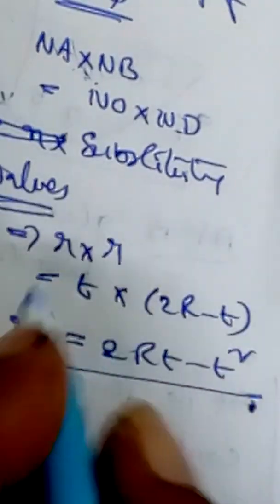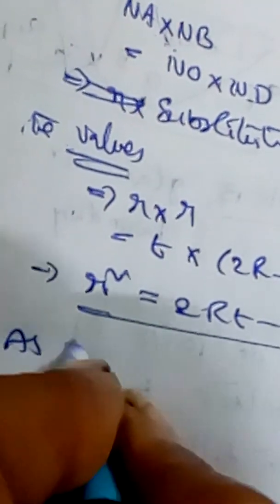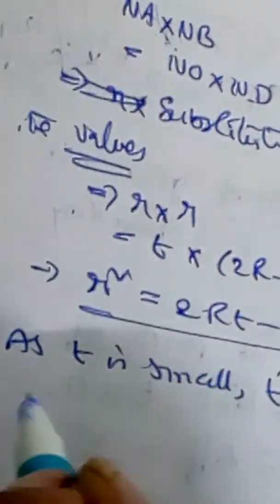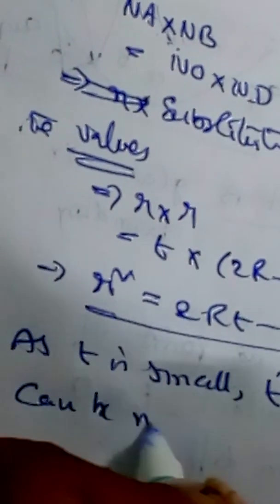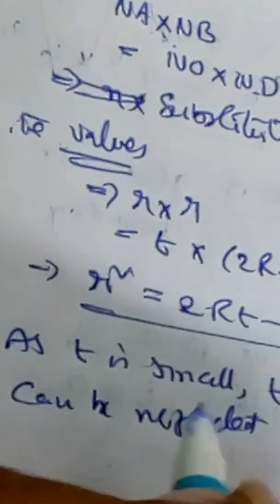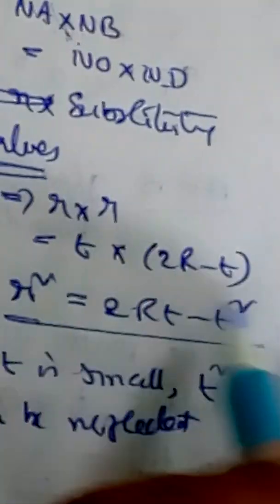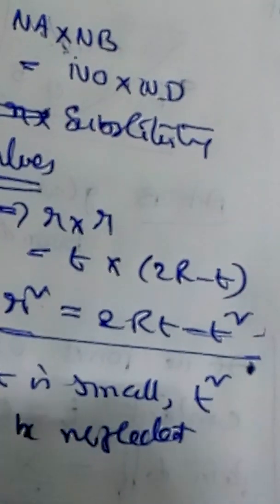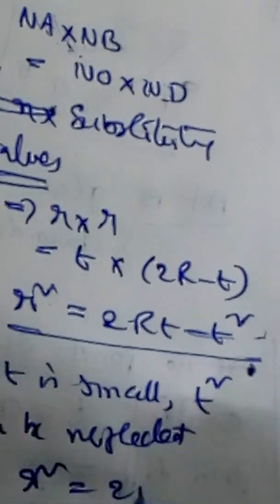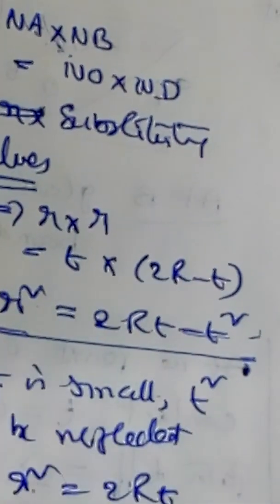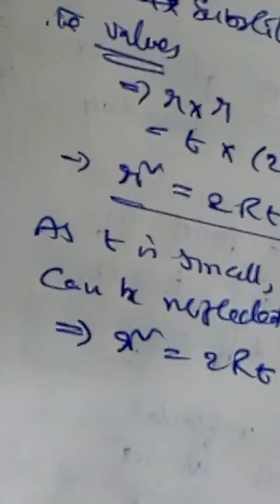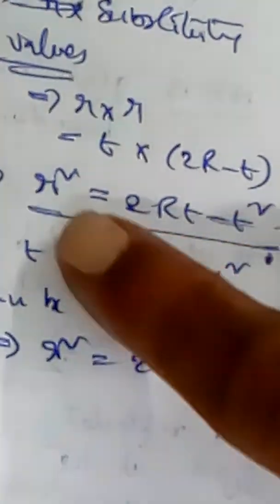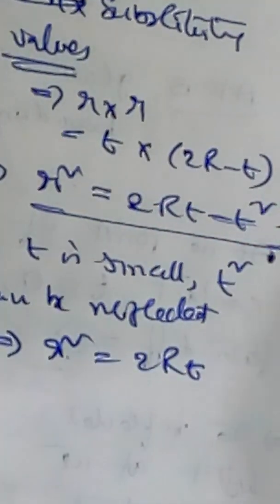So here, as t is small, t square can be neglected. Now in this equation, if you neglect t square, you will be left with r square equal to 2Rt. If you neglect t square here, then you will be left with r square equal to 2Rt.